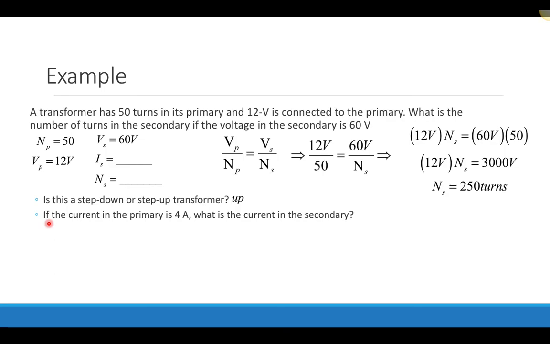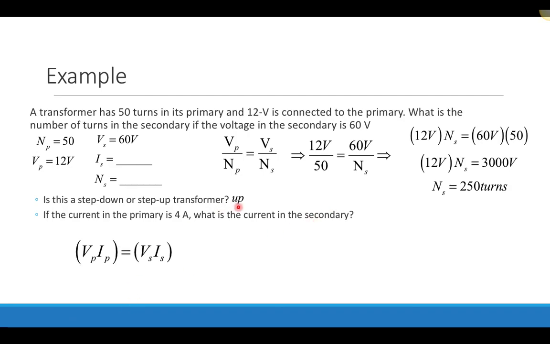The second part of this question says, if the current in the primary was 4 amps, what must be the current in the secondary? So I know the voltage increased by a factor of 5, and so that means the current is going to have to decrease by a factor of 5. But let's work this out.